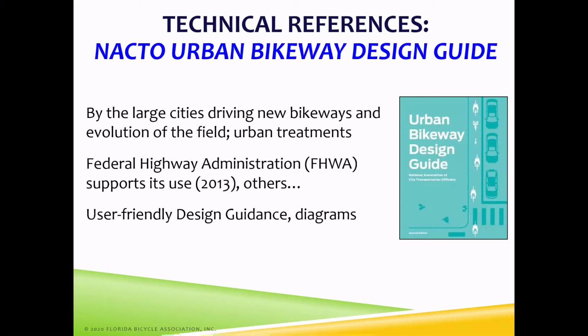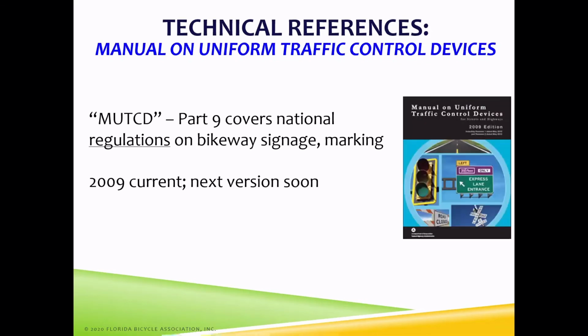It does have some very user-friendly design guidance and diagrams that you can use if the accommodation you're looking at is included in here. The Manual of Uniform Traffic Control Devices is not guidance, it actually is regulations. These are federal regulations on signage and marking for roadways. The most recent version is 2009, but the next version probably will be here within the next year. There's going to be a whole slew of new or changes for bikeway signing and marking.